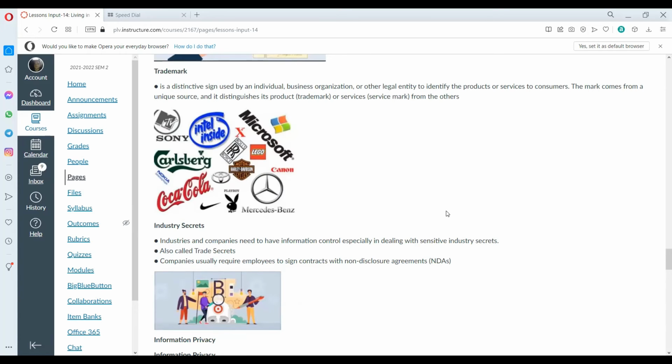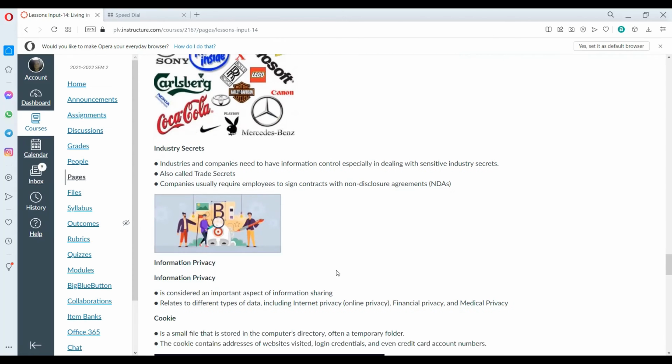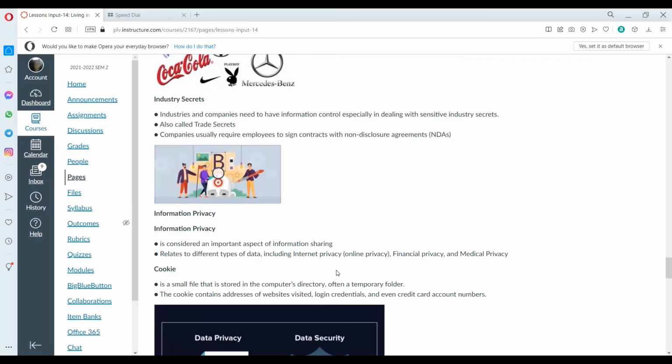Industry secrets. Industries and companies need to have information control, especially in dealing with sensitive industry secrets, also known as trade secrets. Companies usually require employees to sign contracts with non-disclosure agreements or NDAs.